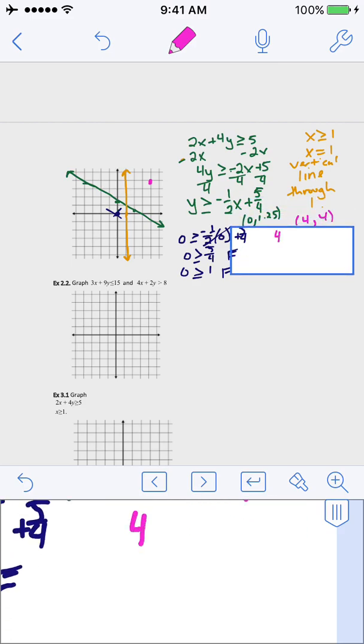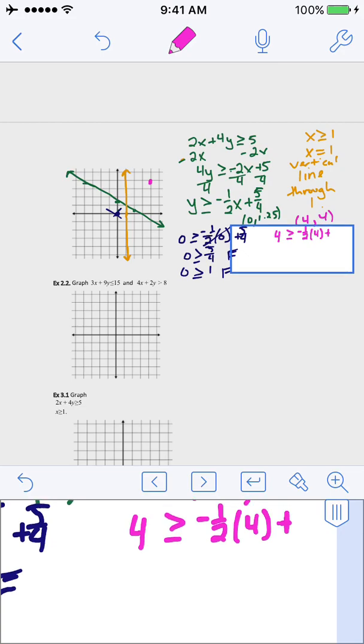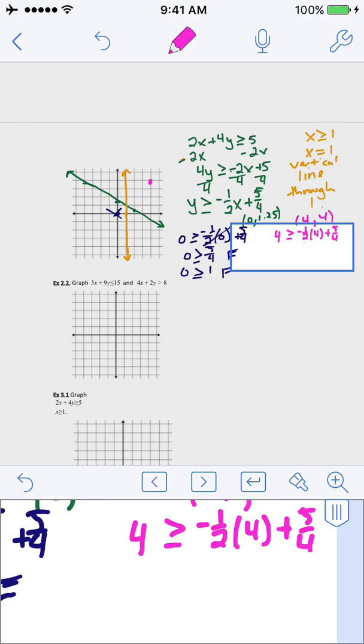So 4 is greater than or equal to negative 1/2 times 4 plus 5/4. Let's see. Okay, so 4 times negative 1/2, that's going to be 4 divided by negative 2. So negative 2 plus 5/4. Well, you can do it as a decimal because we're not really concerned about graphing. So that's 4 is greater than negative 0.75. Is that a true statement? Yes, 4 is definitely greater than. Now again, it's not equal to, but that's okay. It's got to be one or the other. That is a true statement.